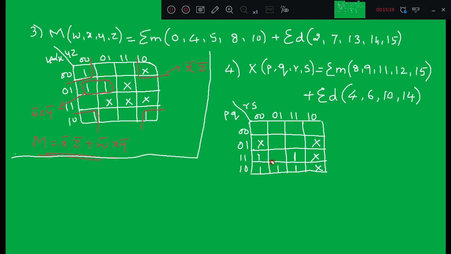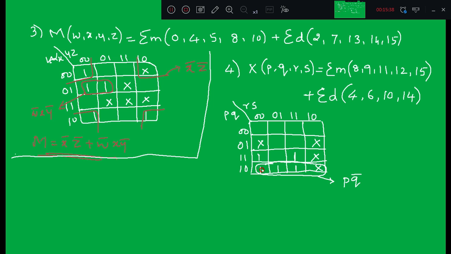So start making the groups, right? These three minterms can be covered in one group along with this don't care. So what is the expression for this? It is PQ bar, right?